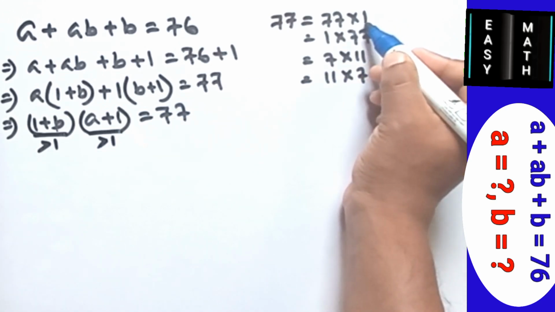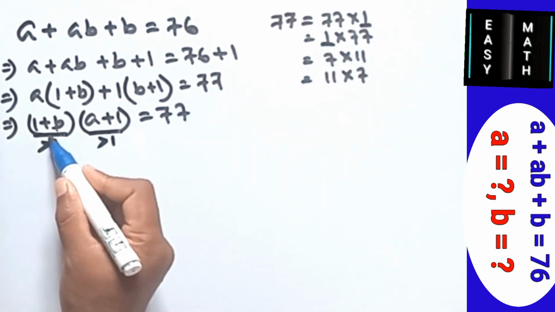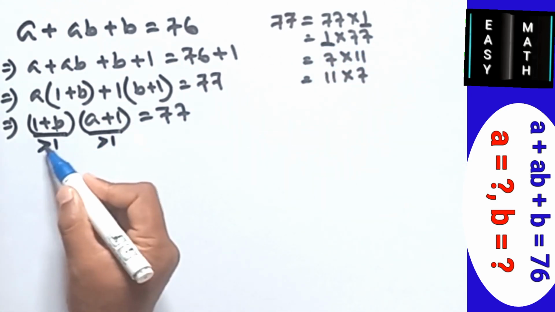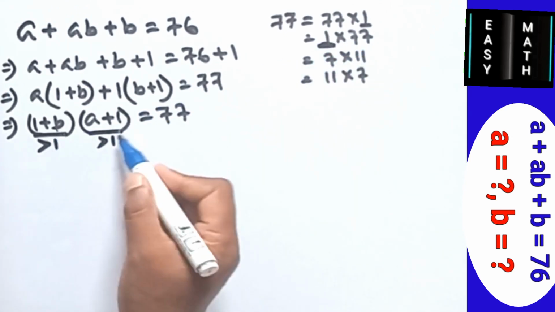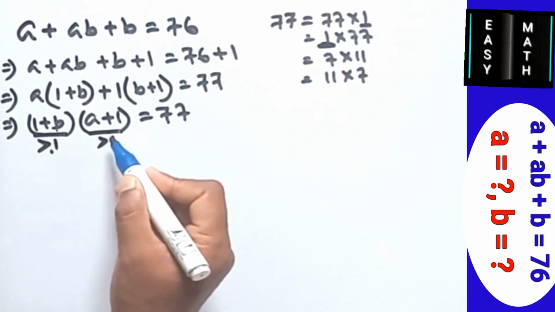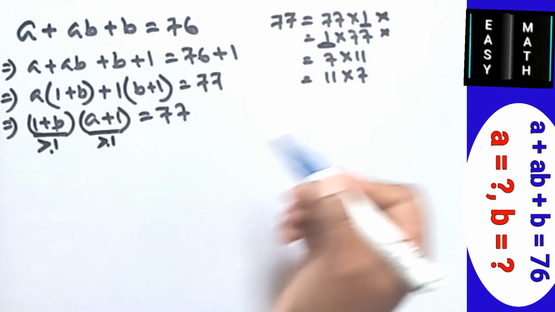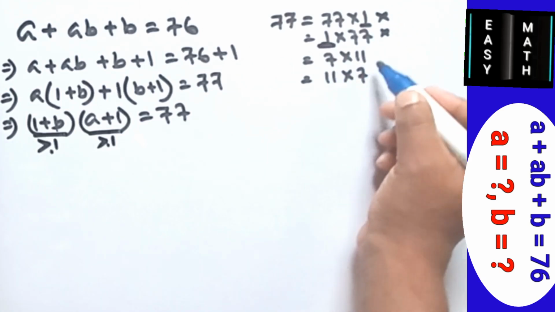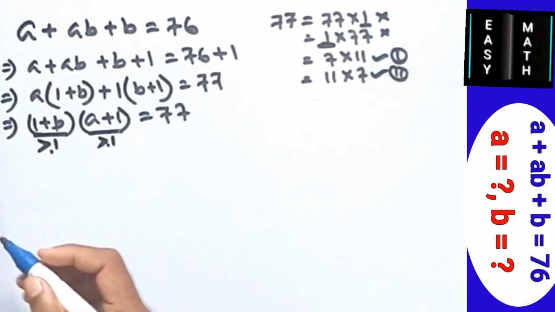So this takes 1. If this takes 1 and this takes 1 both, then that's not equal to 77. So this is greater than 1, this is greater than 1, so this term and this term are cut. So we only take this or this. This is case number 1, this is case number 2.